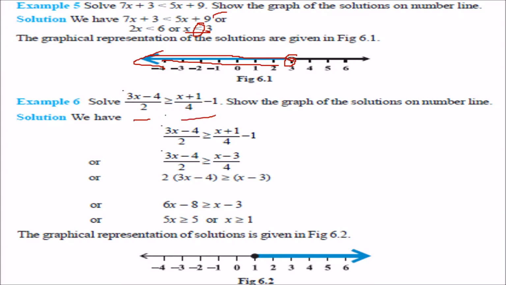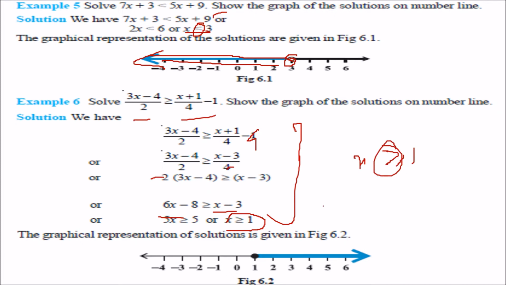What about this? You can solve this easily now. You can multiply both sides by 4. So you get 2 here, and this 4, and this is 4. So you get 6, 8, x minus 8 is greater than or equal to x minus 3. So that is x greater than or equal to 1. I hope you will be able to get this.